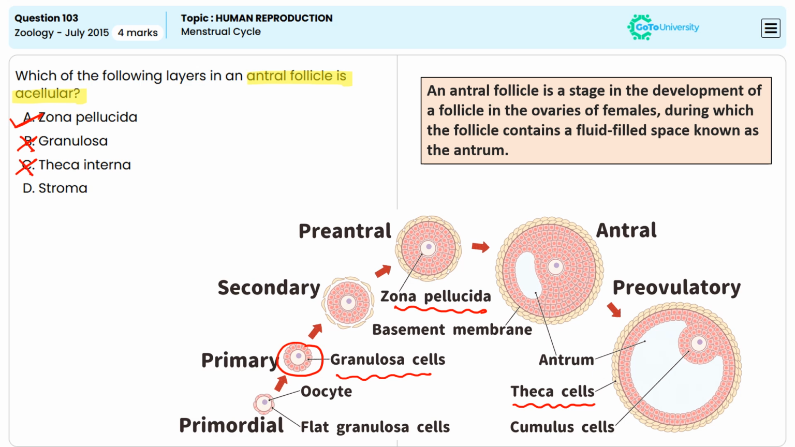Now coming to option D, stroma. So stroma is the connective tissue surrounding the follicles and it is not directly involved in the follicle structure. So they are also cellular. It is not acellular. So option D is incorrect. So the answer is option A, zona pellucida, which is acellular.